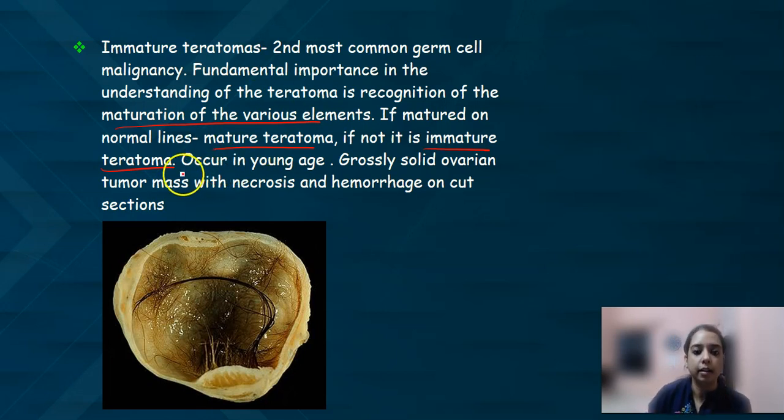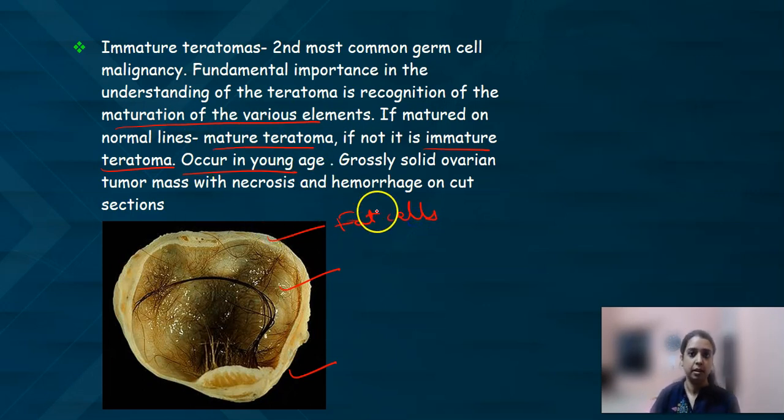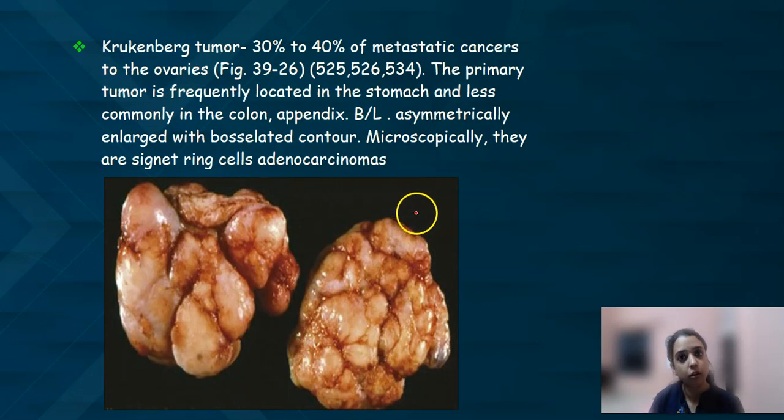So both occur at a young age. Grossly, when a specimen is given, you will see tooth, you will see hair, you can see fat cells. So you can see multiple cell lineages together in a young woman. Then you think of teratomas. Krukenberg might also be given to you. Krukenberg is the most common metastatic cancer. It is bilateral. The size is different, but they have a very bosselated contour.